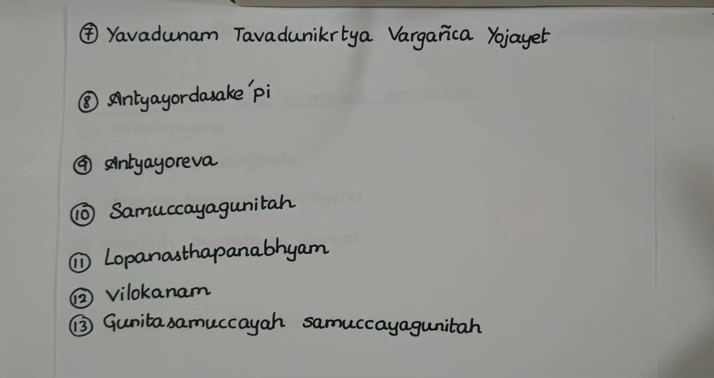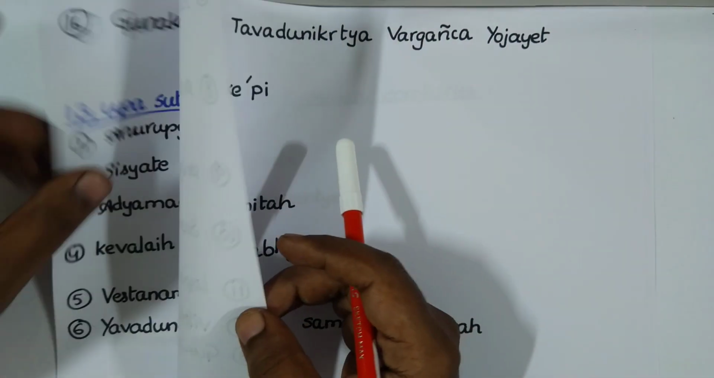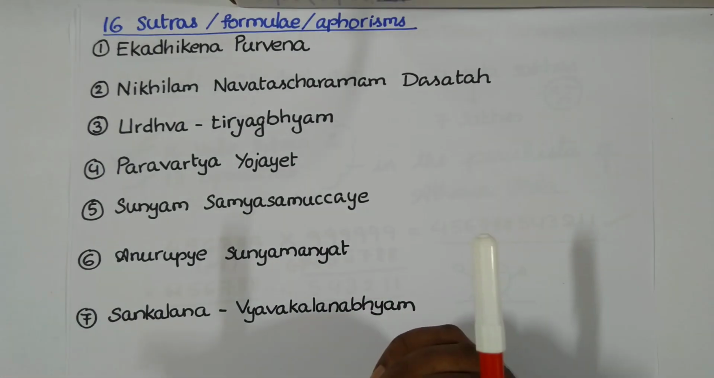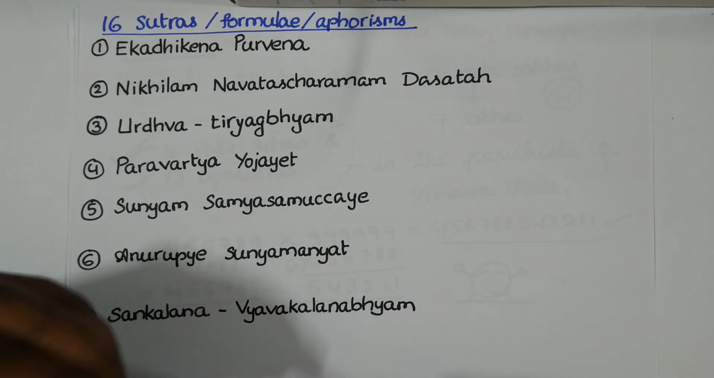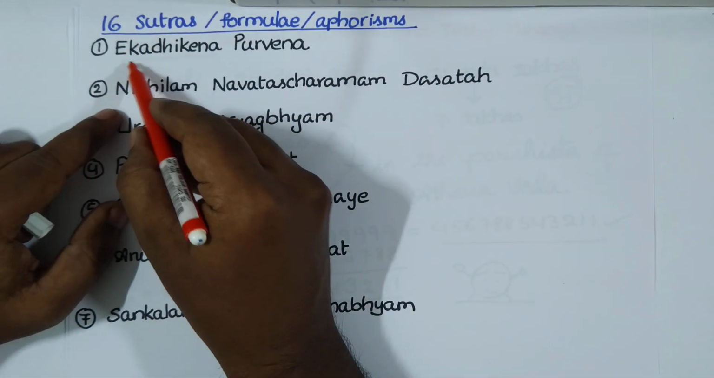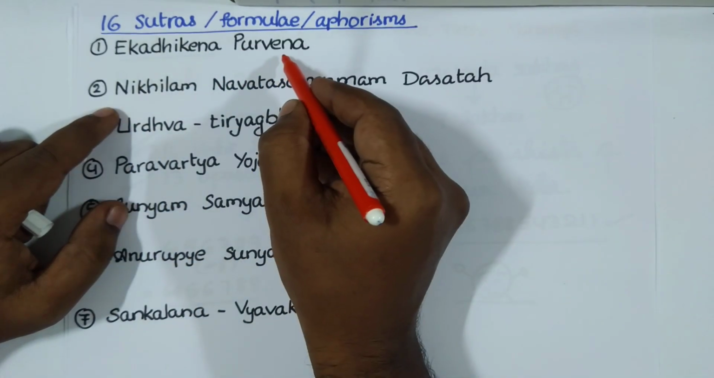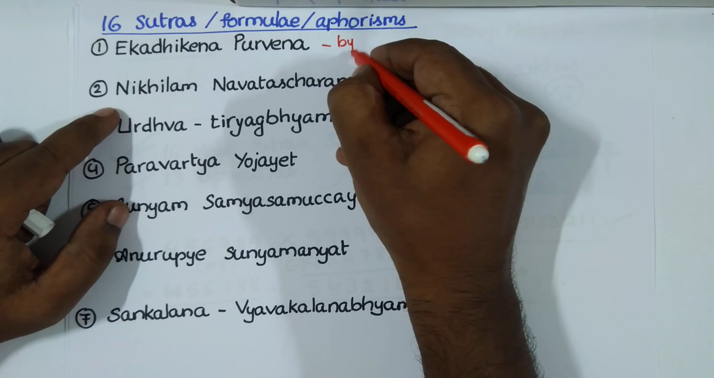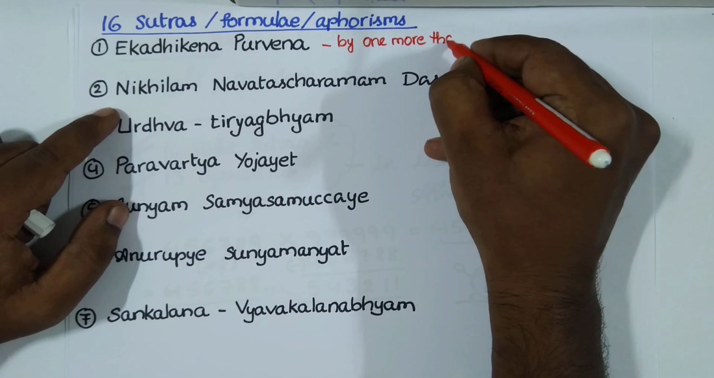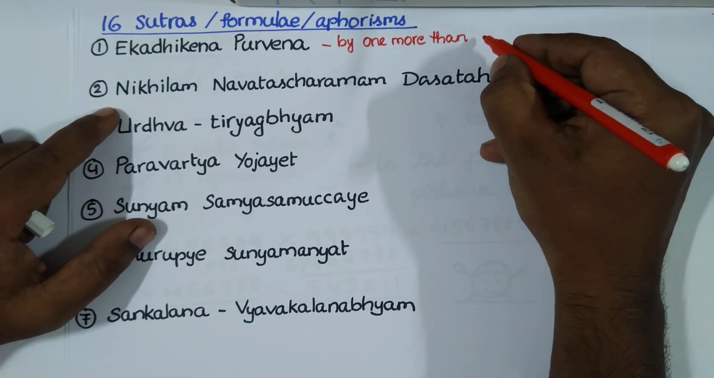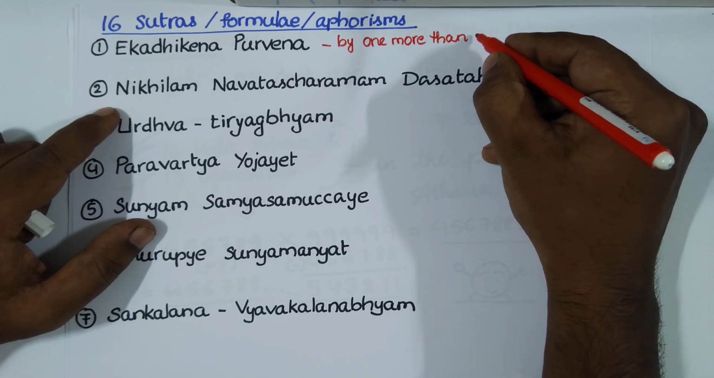Now first one is this. Let me go back to my first one. The first one is Ekadikena Purvena. Ek means one. Adik means one more than. Purvena, the previous one. So the meaning is: by one more than the previous one. For now we will just take their English meaning. In our subsequent lectures, as I told you before, we will unlock everything in great detail.